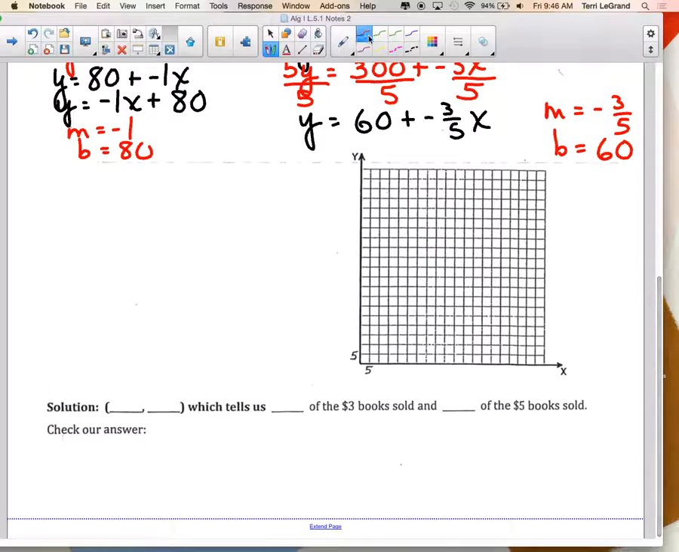Let's start there. What should we say for the x-axis? Number of $3 books. I've already chosen a scale for us on that axis. I chose 1 by 5, so 5 books at a time. It might get a little busy if you try to label every grid line, but let's give number labels to some grid lines going across so that our graph is readable, okay?